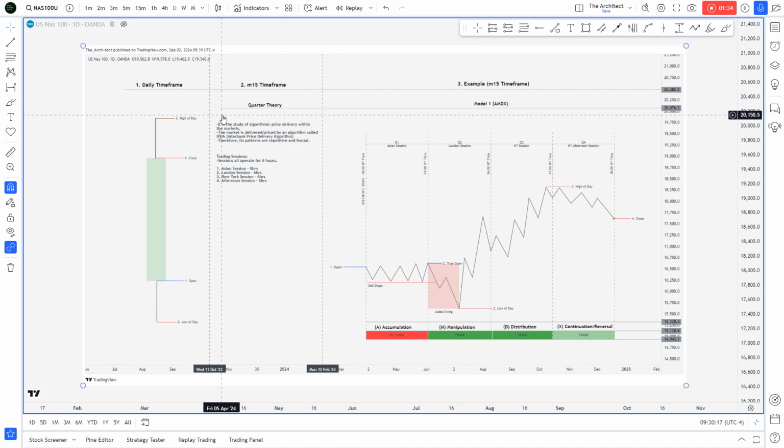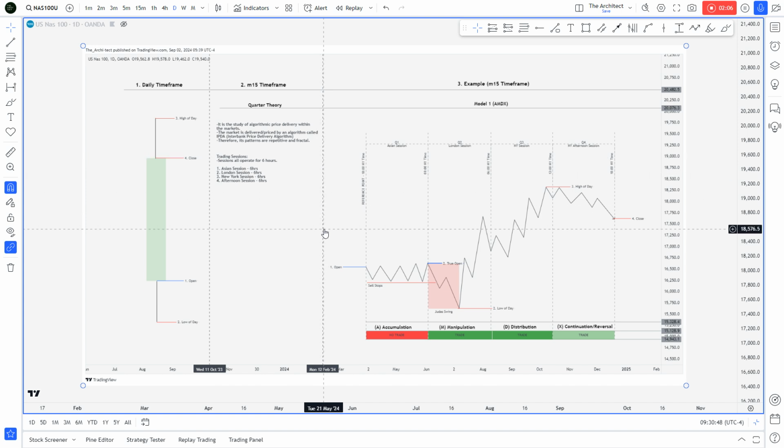So now just to give you guys a brief introduction on quarter theory, we understand that it is the study of algorithmic price delivery within the markets. The market is delivered or priced by an algorithm called IPTA, which is the interbank price delivery algorithm. Therefore, its patterns are repetitive and fractal. And that's one thing we understand about the market, that it is very repetitive and very fractal, right?